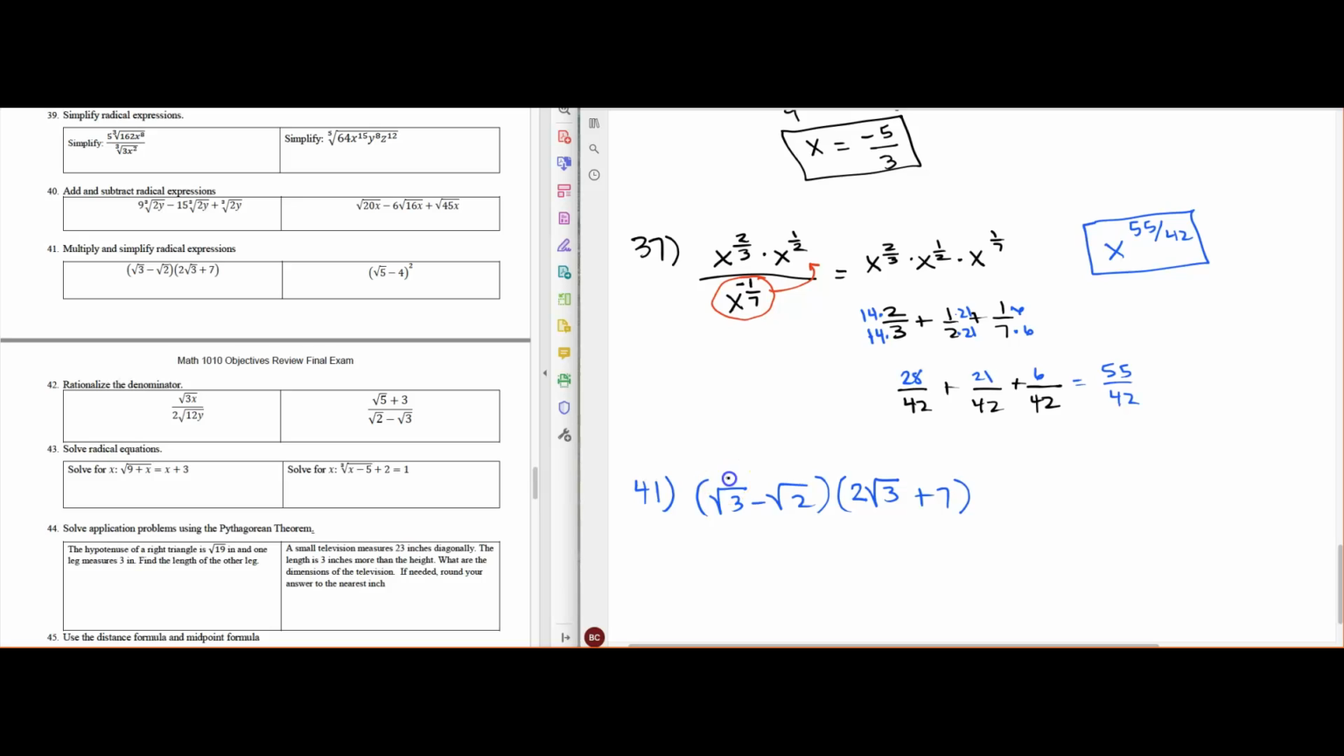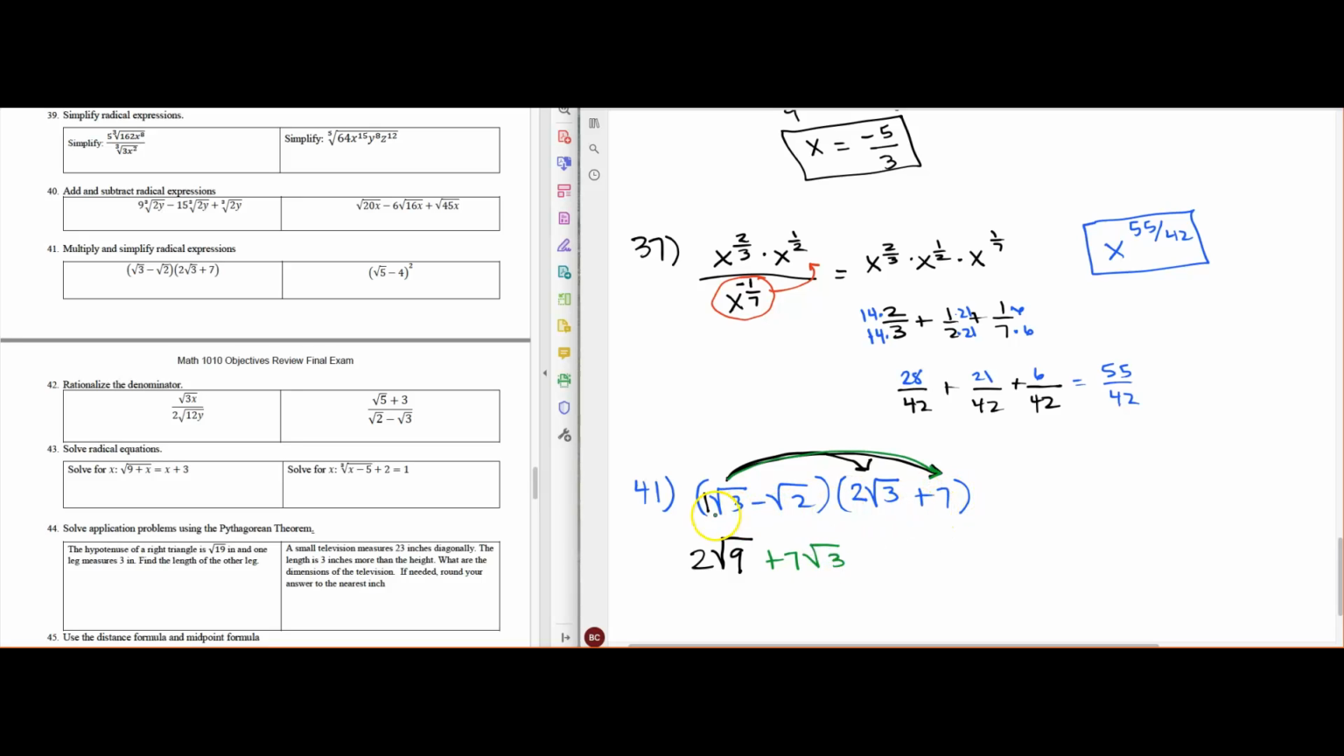I'm doing square root of 3 times 2 square root of 3. Our outside numbers are multiplied together, so 1 times 2 is 2, and then my roots are multiplied together, so square root of 3 times square root of 3 is square root of 9. Next, square root of 3 times 7 gives me plus 7 square root of 3.